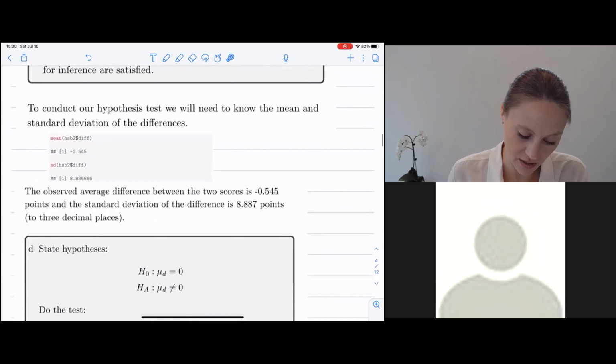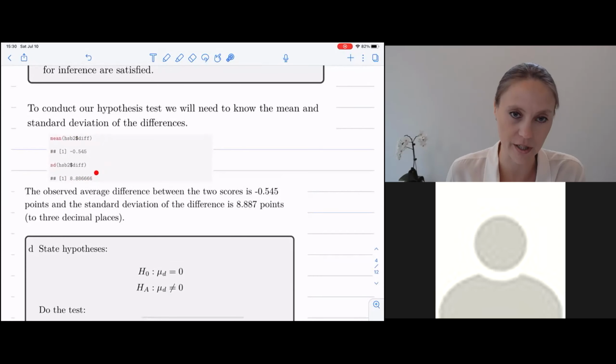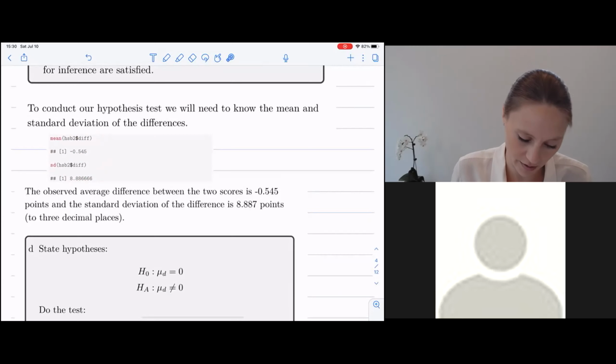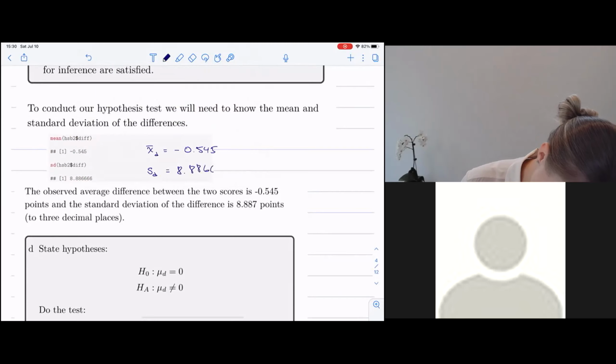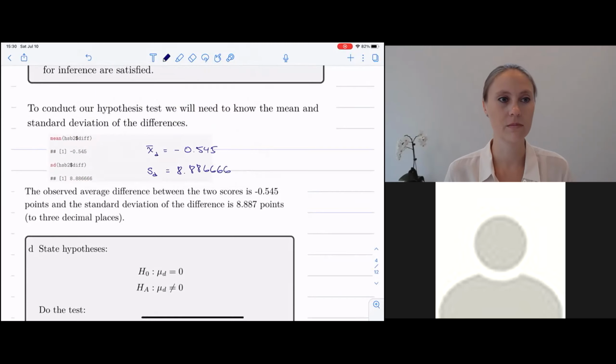All right, here we go. First things first, to do the hypothesis test like I gave you earlier, we need to know the mean and the standard deviation. The mean of the differences is -0.545, so this says that x bar of the differences is -0.545. And s of the differences is 8.8866, presumably repeating. I'll just leave it there, but it looks like it might be repeating, but that's okay.